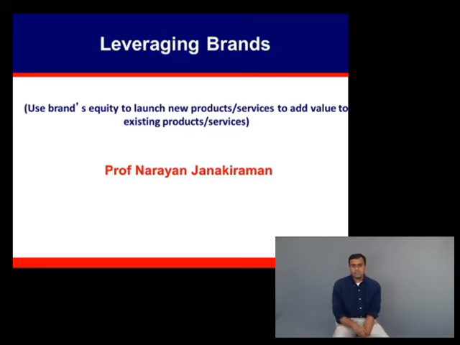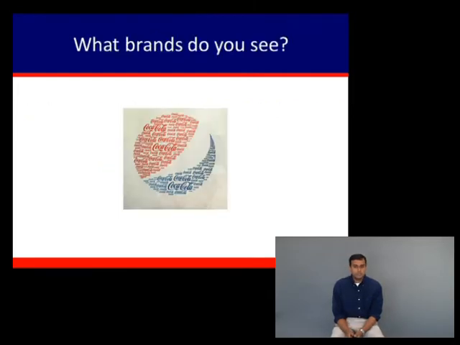We'll talk about brand extensions, and I'll show you a few examples of extensions about new products and services. Okay, so if you look at this, what brands do you see? I presume you'll see Coca-Cola written quite a few times, and then you'll see the Pepsi. The overall logo is the Pepsi. That's my small little work on Photoshop, if you will. So why do we see both Coke and Pepsi?